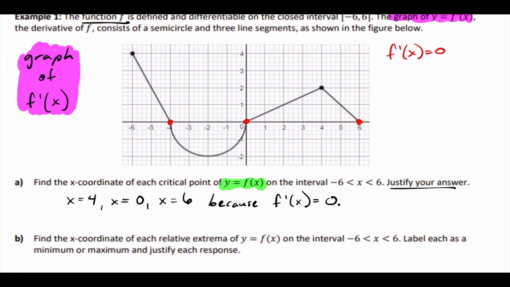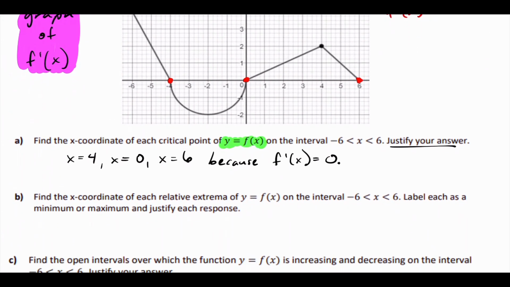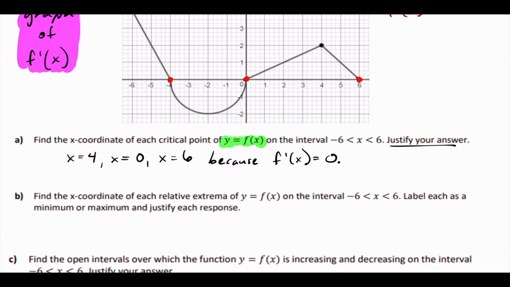All right, so let's go to the next one. Find the x-coordinate for each relative extrema on f of x from the interval -6 to +6. Label each as a maximum or minimum and justify your response.